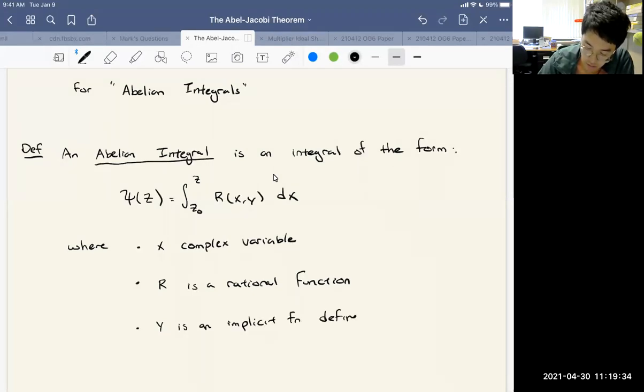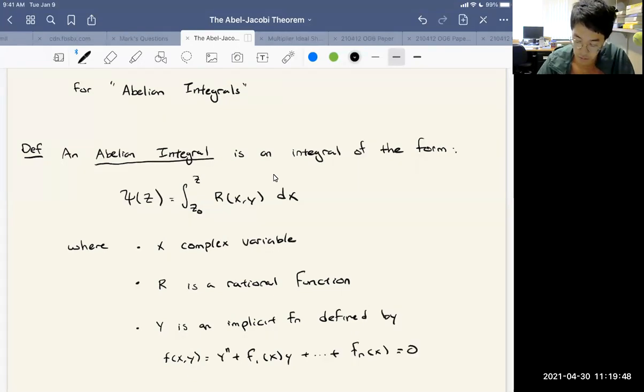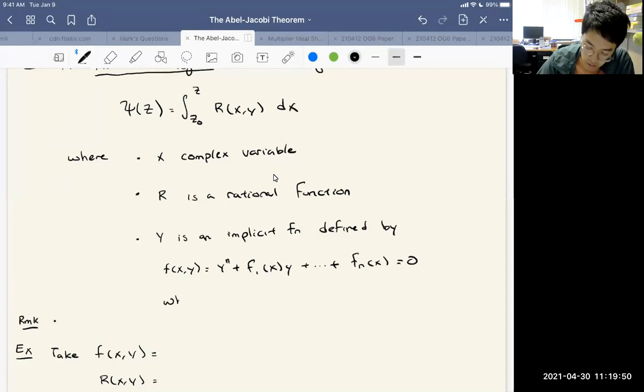defined by the equation f of x, y is y to the n plus f1 of x, y plus ... fn of x equals 0, where the fi's are polynomials.